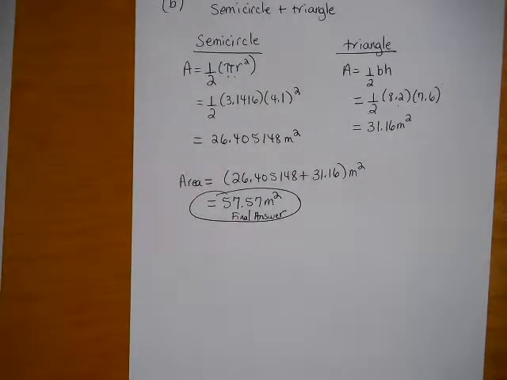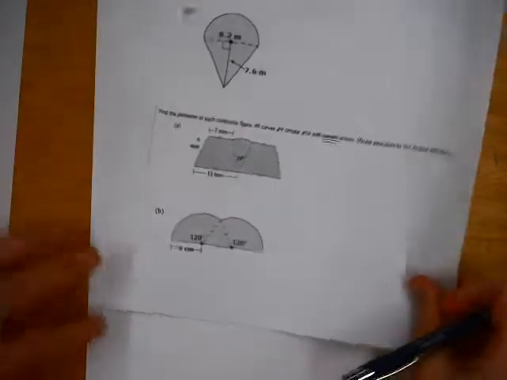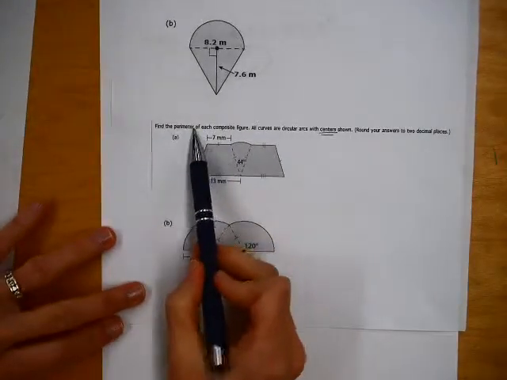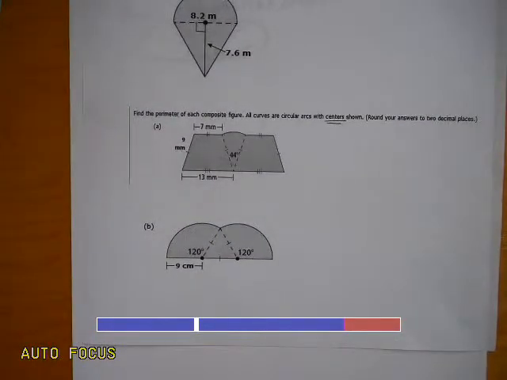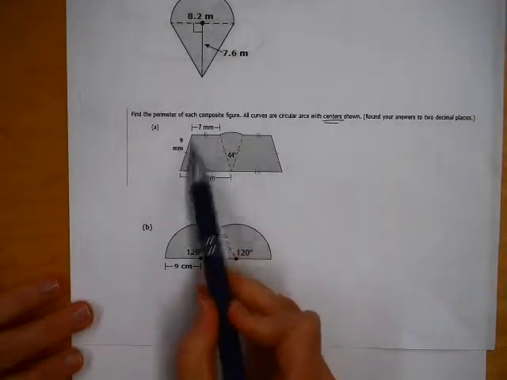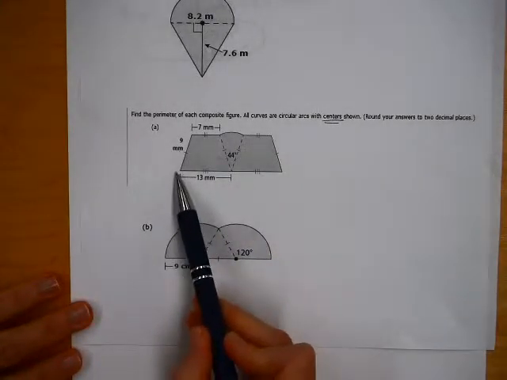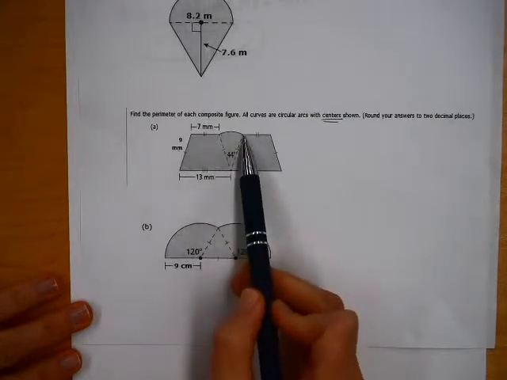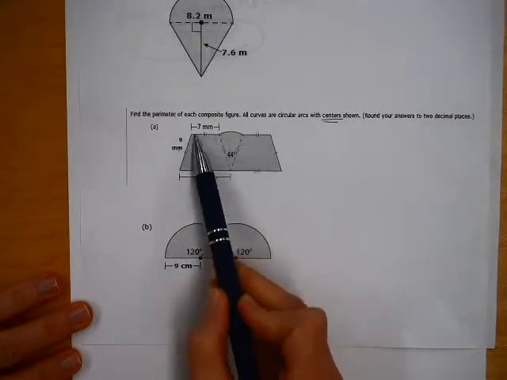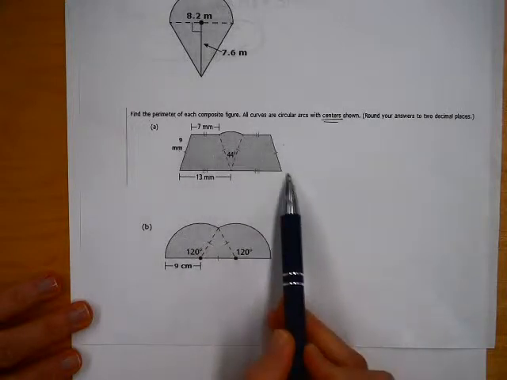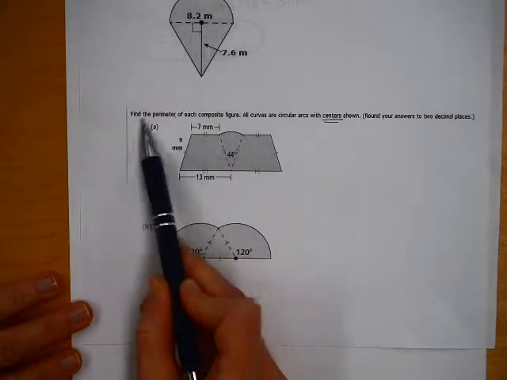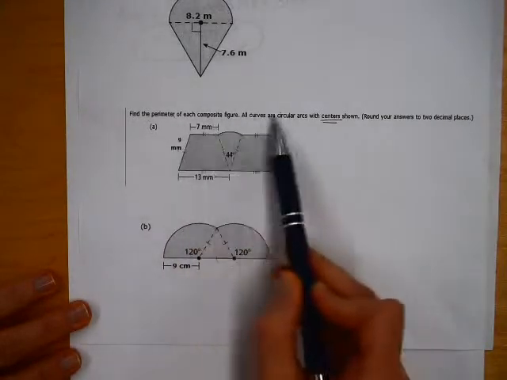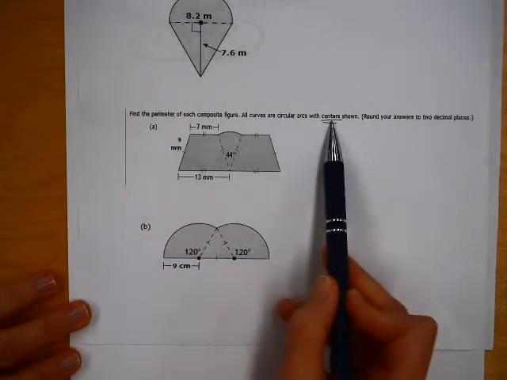Okay, still working in section 12.1. This time we're finding the perimeter of a composite figure. This looks like a nice trapezoid, except we have this little curved part here. So we cannot just add all the sides up until we know what this arc length is. This is called an arc because it's curved. And it tells us in the directions, and this is important, all curves are circular arcs with the centers shown.